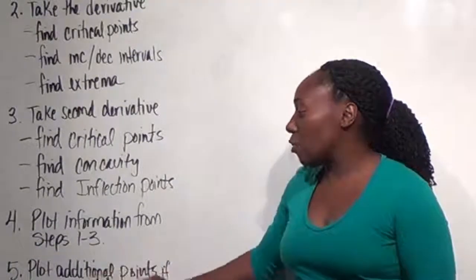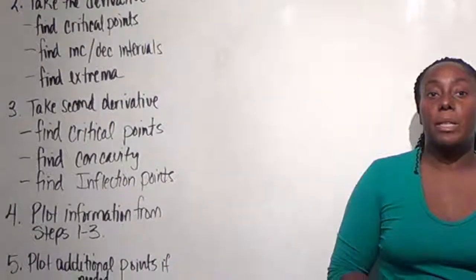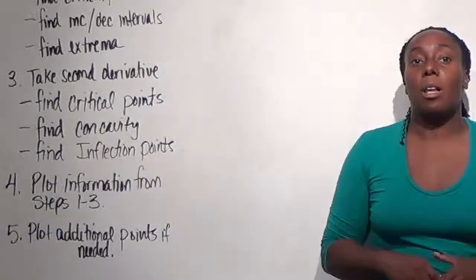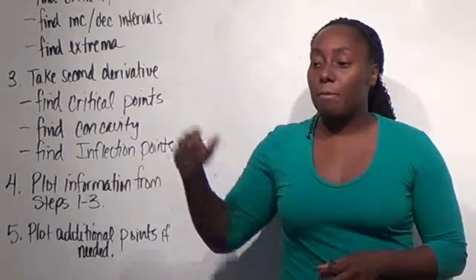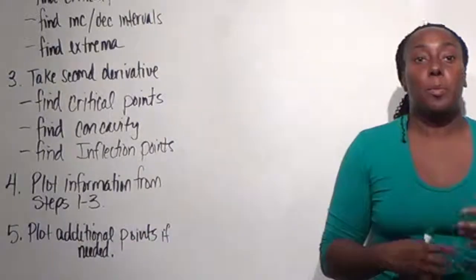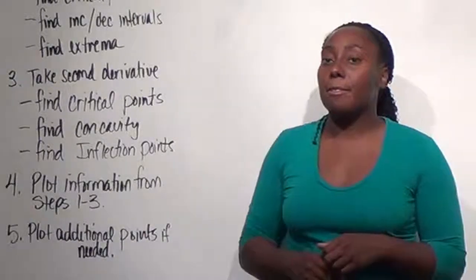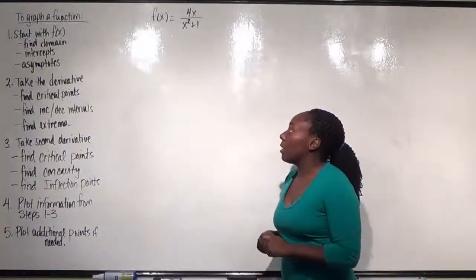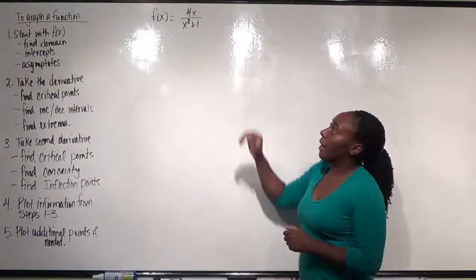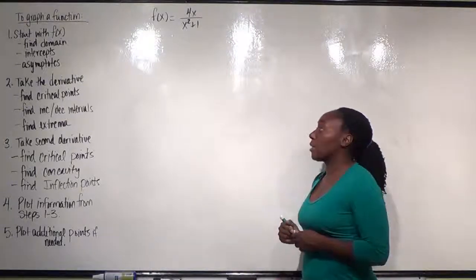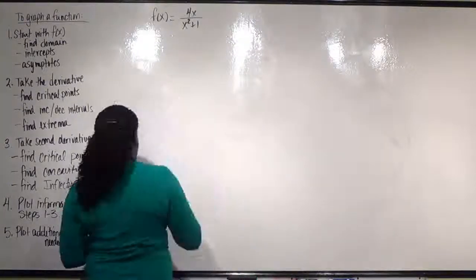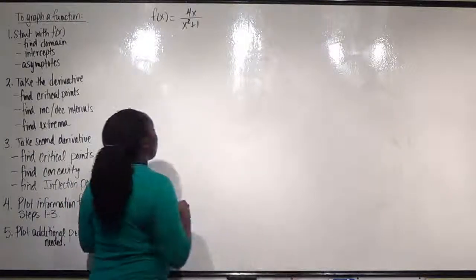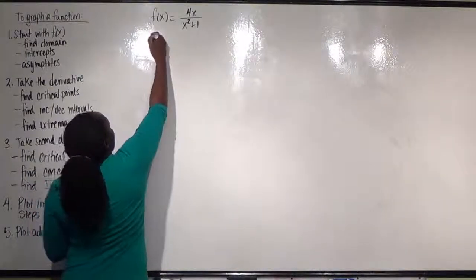In some cases, you may need to plot some additional points just because maybe you don't have a lot of intercepts or there's no extrema. But if we follow these steps, we can get a pretty accurate sketch for the graph. Okay. So let's look at an example. Let's say f of x is 4x over x squared plus 1. So the first thing we're going to do is look at f of x.